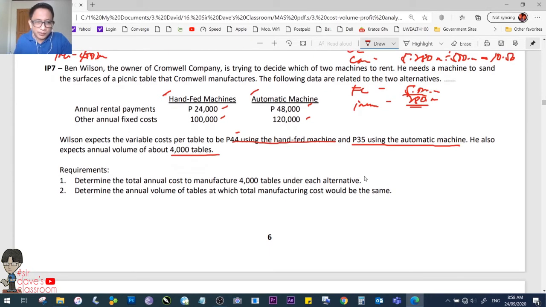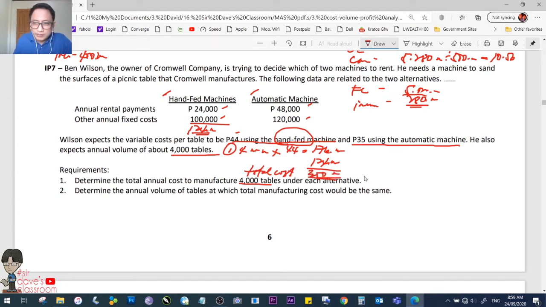IP number 7, requirement number 1. Determine total annual cost to manufacture 4,000 units under each alternative. O di madali lang, for number 1, 4,000 units times the variable cost of 44. Yan. Total variable cost must be 176,000 under the first alternative, hand-fed, plus the fixed cost of 124,000. Dito, 124,000. Then the total cost under hand-fed must be 300,000 total.